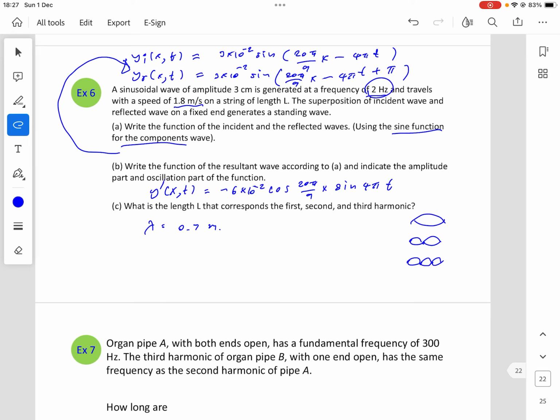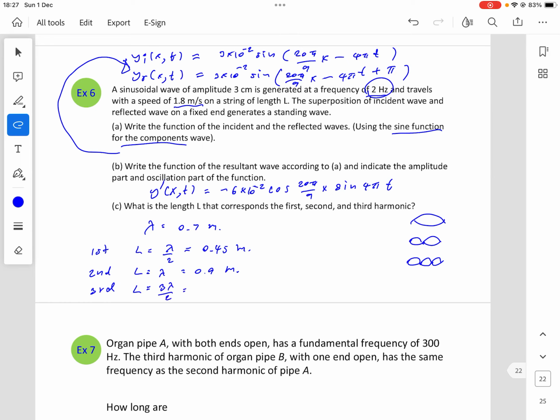So for the first, L equal to lambda divided by 2, right? And this should be 0.45 meter. The second harmonic, you get L equal to lambda, and this should be 0.9 meter. And third harmonic, L equal to 3 lambda divided by 2.